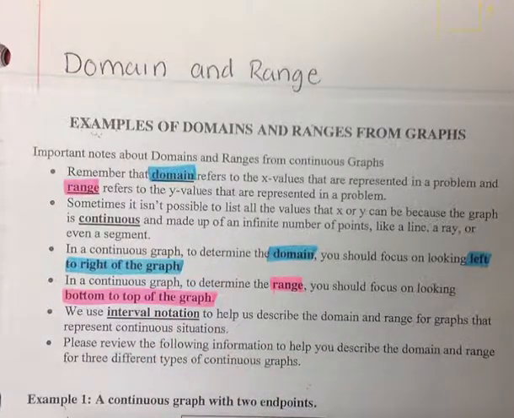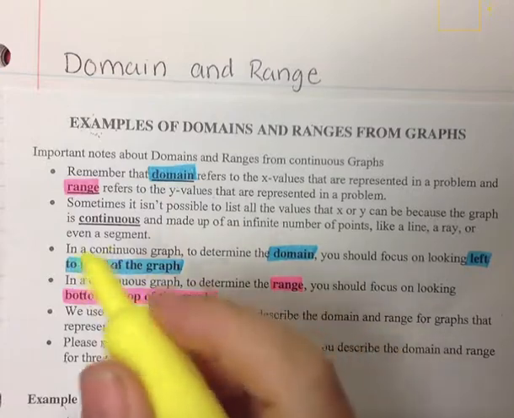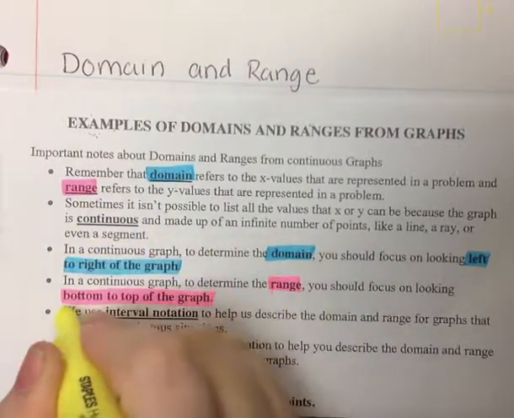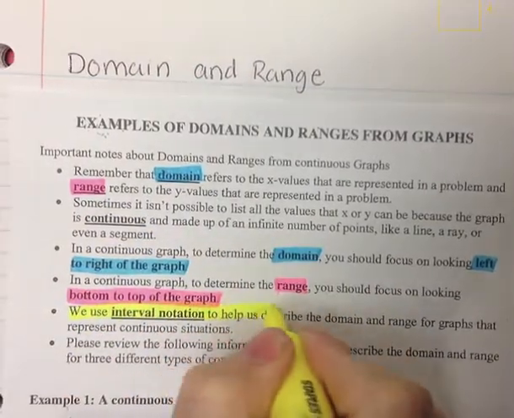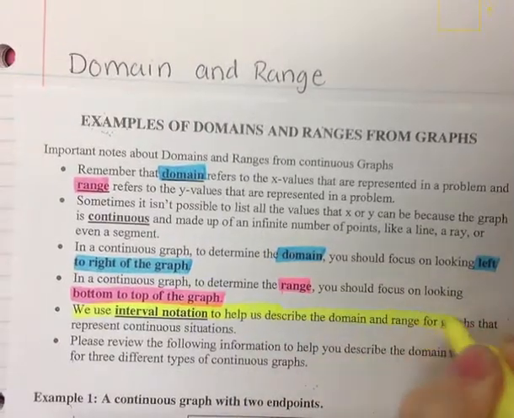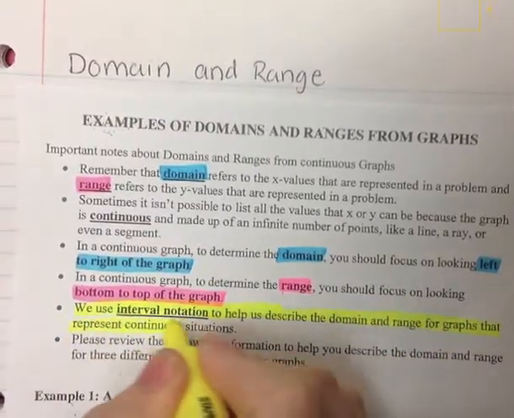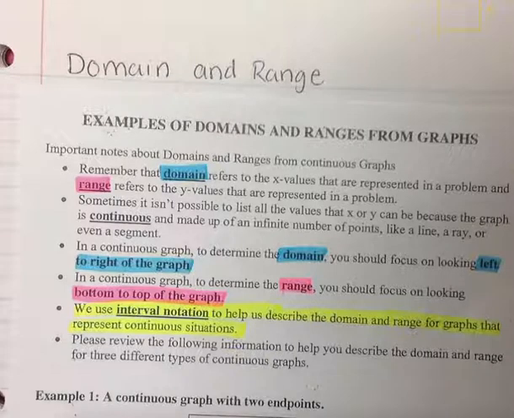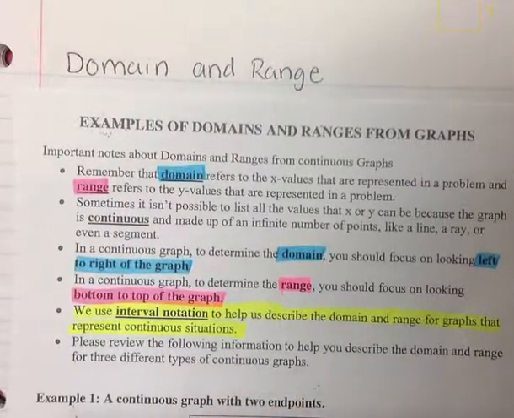Now, we will be using interval notation to help us describe the domain and range for graphs that represent continuous situations. We will also be looking at set notation and see how we can go back and forth between each one.